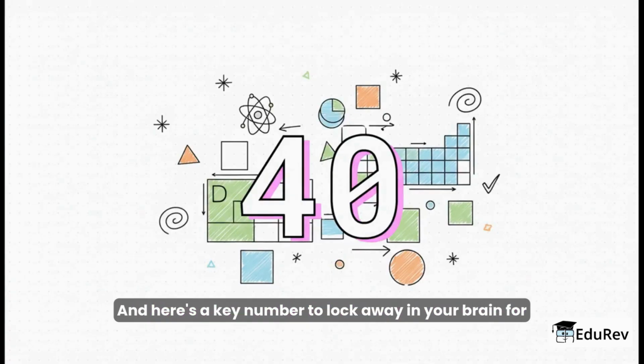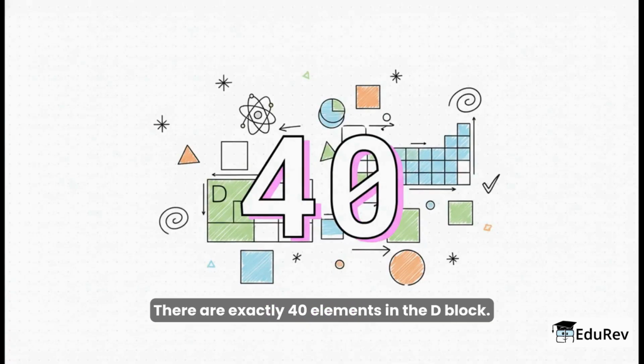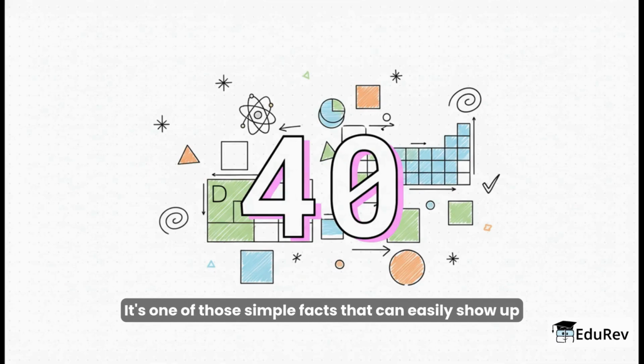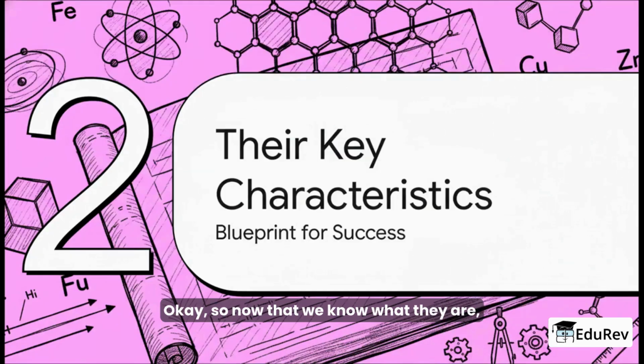And here's a key number to lock away in your brain for the exam. There are exactly 40 elements in the D block. It's one of those simple facts that can easily show up as a multiple choice question, so don't forget it. Okay, so now that we know what they are, let's talk about what makes them so special.